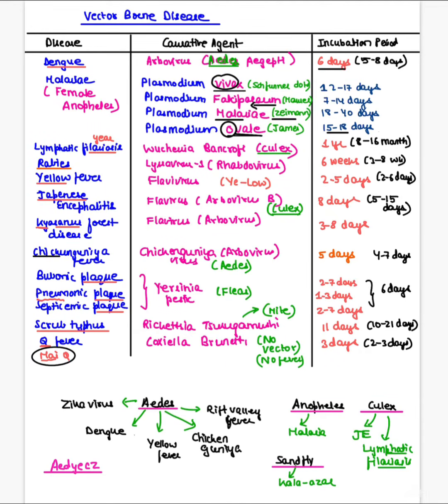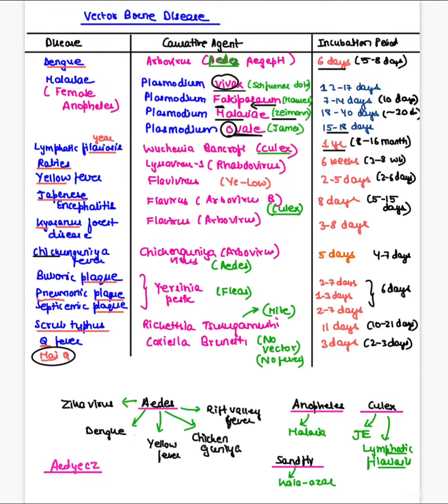Now coming on to falciparum and malaria. Remember, M for malaria, M for month, guys, that is almost 30 days incubation period. And if you count the number of letters in falciparum, that is 10 days. That is the incubation period of falciparum. Now lymphatic filariasis, guys, it looks like a filariasis, that is year, 1 year incubation period, and it's caused by Wuchereria bancrofti, and it's a Culex mosquito.